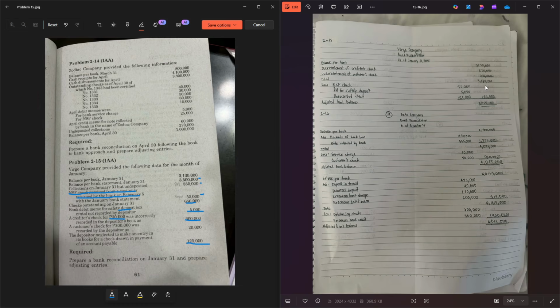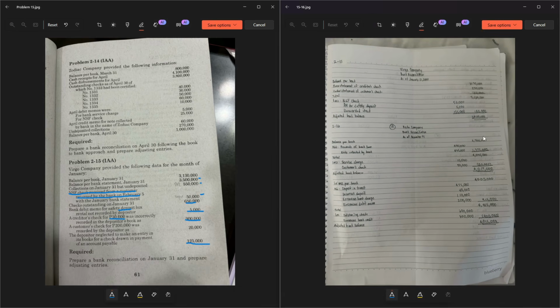Okay. And then we get the debit memos, the NSF check, and the unrecorded check. Total is 180,000. Then you subtract that. You subtract this to your previous total. So you will get a total of 3,400,000, which will be your adjusted book balance.